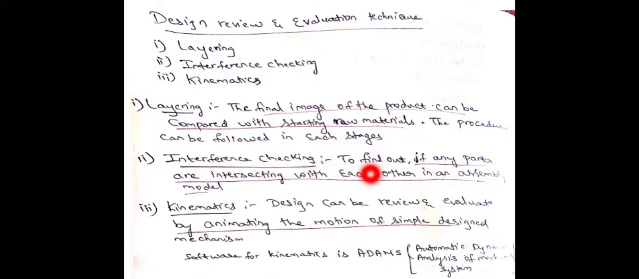Interference checking: to find out if any parts are intersecting with each other, an assembly model is checked. Kinematics: the design can be reviewed and evaluated by animating the motions of a simple designed mechanism. Software for kinematics is ADAMS, that is, Automatic Dynamic Analysis of Mechanical Systems. So whether the product performs well, whether the movement is taking place or not, that is the prescribed movement. If not, it will be modified.